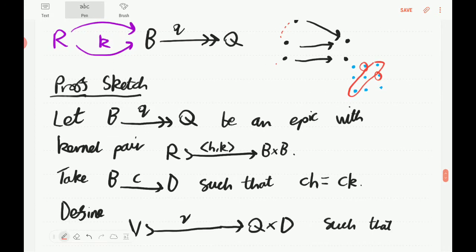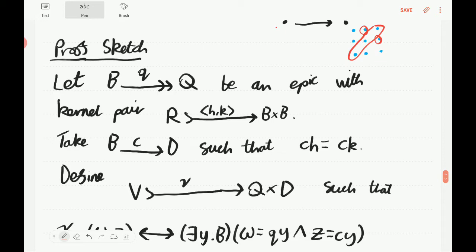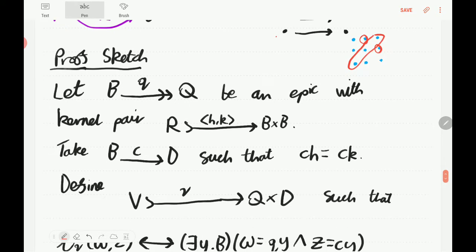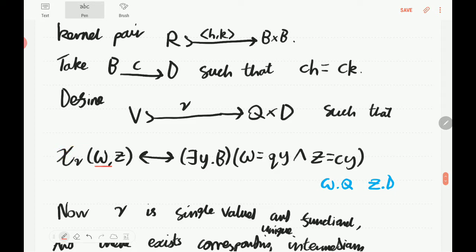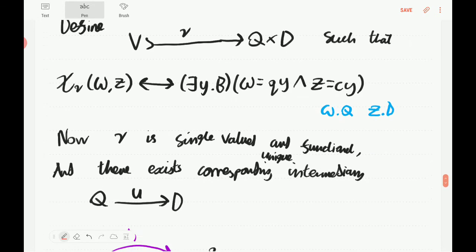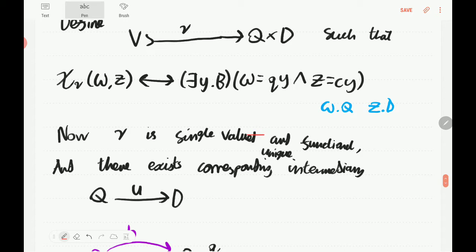So the idea of the proof, or at least a very rough sketch of the proof here, is that when we have this little Q, an epimorphism from B to capital Q, well, suppose it has this kernel pair H, K, and then just take some C such that CH equals CK, so this is like a candidate, and then we can define this relation V on Q times D such that chi of V of W, Z is equivalent to saying there exists a Y such that W equals QY and Z equals CY.